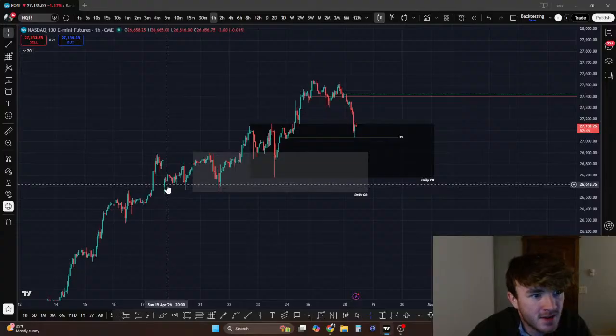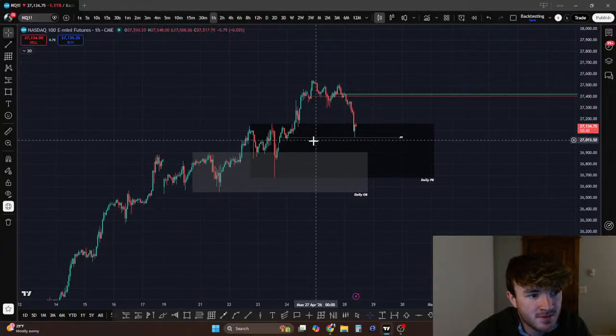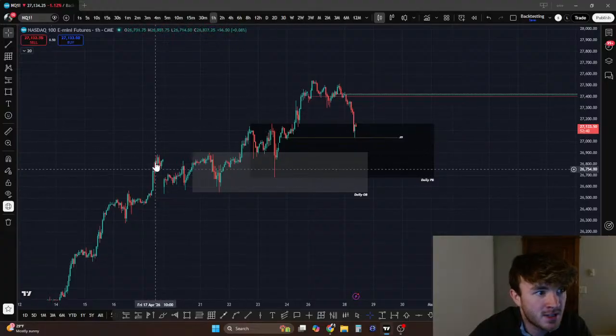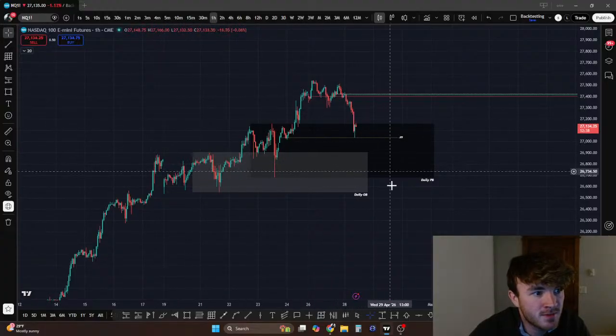So once again, it might just be another tap of this liquidity curve. It really might just be. But we might need to come down and sweep the low.